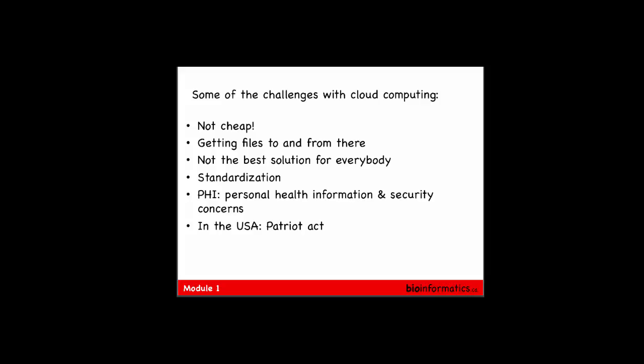I've talked about personal health information and security concerns. Some people say, well, if I have personal health information on Amazon, is everybody going to have access to it? Actually, it turns out that Amazon is one of the most secure compute infrastructures. It's more secure than most of your university's infrastructure. Maybe not the DOD, but it is very secure. You can have double encryption, and you can have FOBs and all sorts of security protocols available to do work on Amazon.